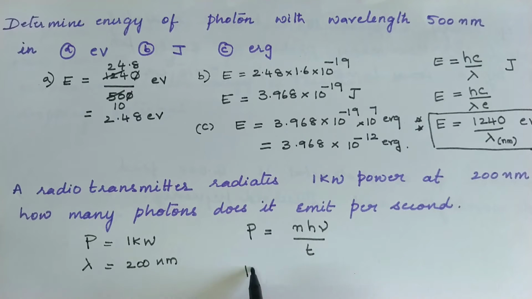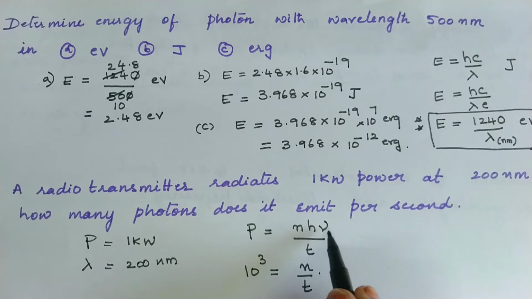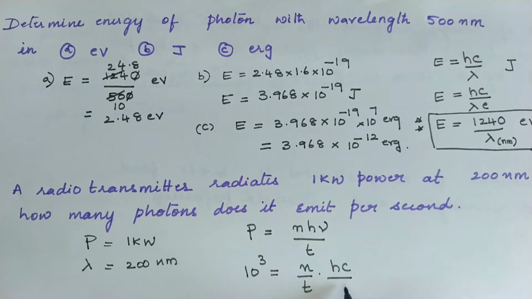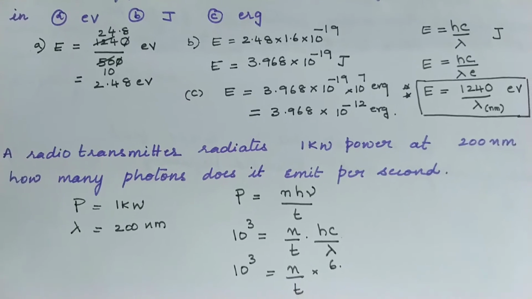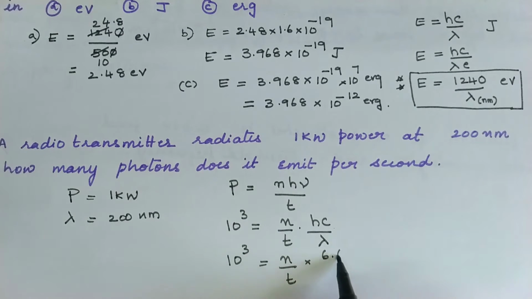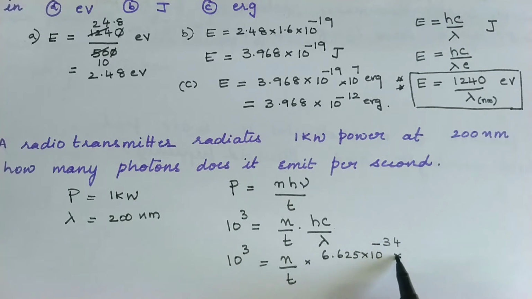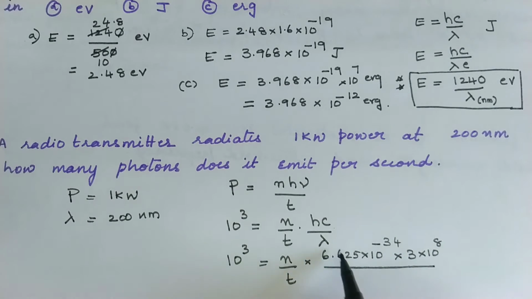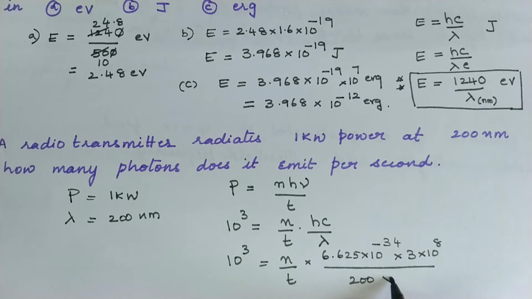So calculate: power is given as 10 power 3. We need to find the number of photons emitted per second, n by t, into hc by lambda. Lambda is already given. So 10 power 3 equals n by t times h, c by lambda. You can put the values of h, c and lambda. h is 6.625 into 10 to the power minus 34, into c, 3 into 10 to the power 8, divided by the wavelength, which is given as 200 nanometer, so 200 into 10 to the power minus 9.